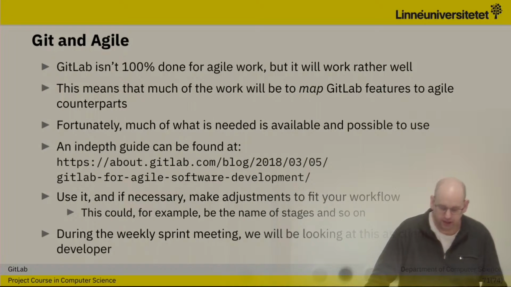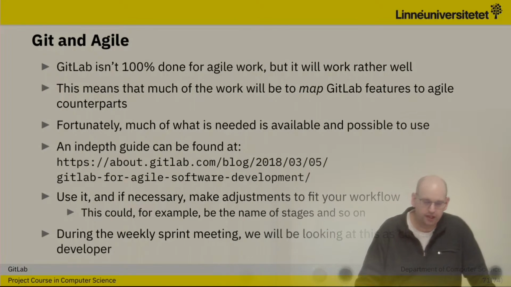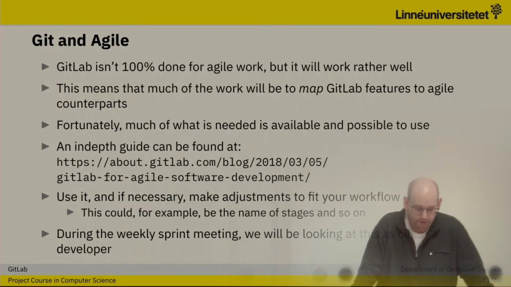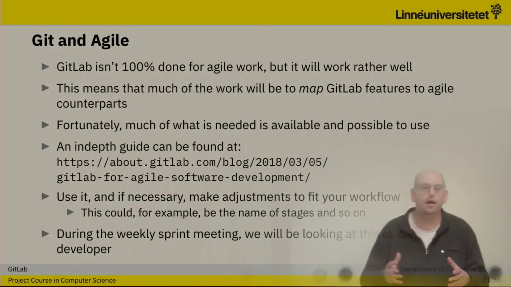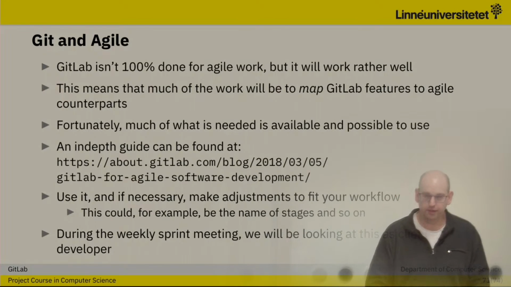GitLab isn't 100% made for agile work, so we need to do some mappings between the different things that you can do. Much of what we need is actually possible, and I found a rather nice guide over there which you can read. Make adjustments. It's not that strict. It's something that you can work with, but we don't force you into doing it. And we will use GitLab to look at the different things you've done each sprint meeting.